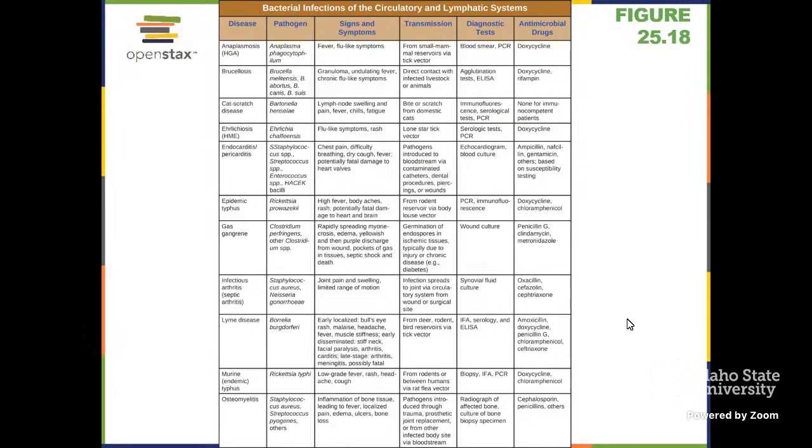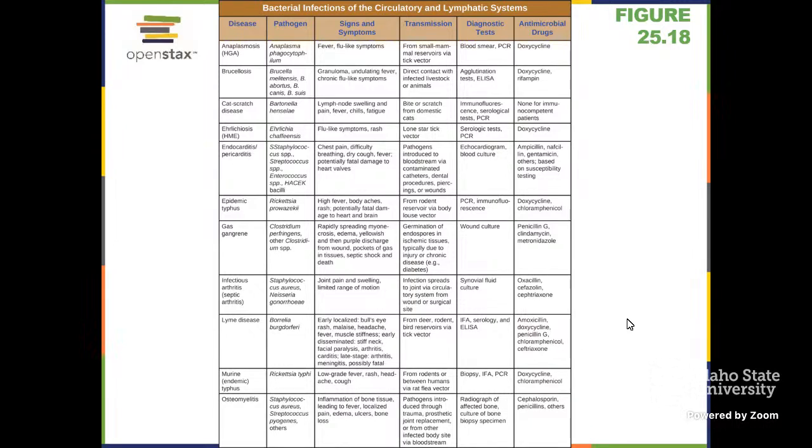So definitely issues, rapidly spreading myonecrosis, so necrosis of the muscle cells, edema, yellowish and then purple discharge from the wounds, gas pockets, as we could see with the gas gangrene, and potential for shock and death.